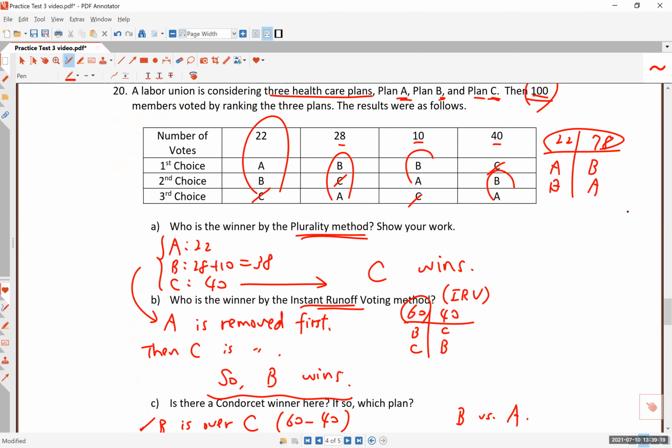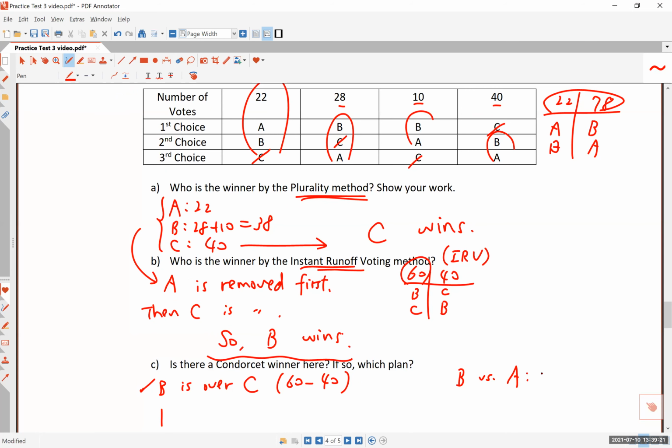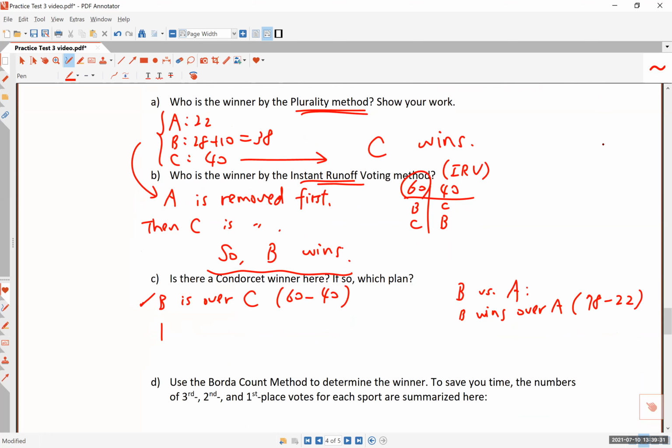So guess what? B wins over A by the score of 78 to 22. It looks like a landslide, right? B is preferred over C by 60 to 40. B is preferred over A by 78 to 22, and therefore B wins. So B is the Condorcet winner.